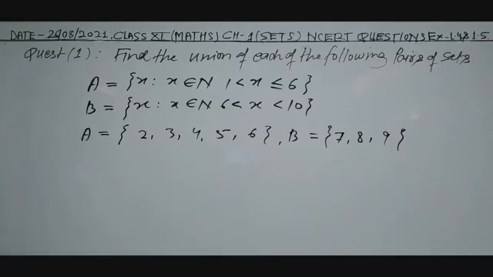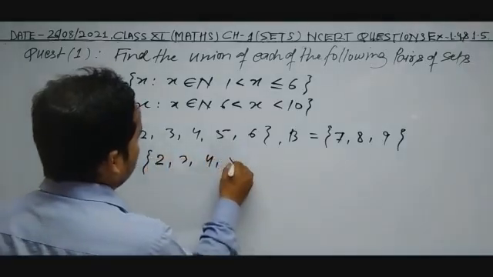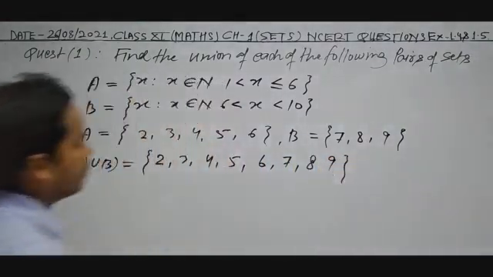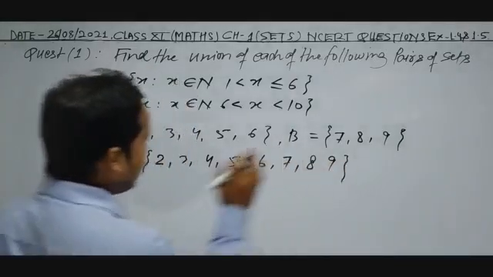So what can we say about it? Suppose you have to find A union B, because this is the question. The answer of A union B will be 2, 3, 4, 5, 6, 7, 8, 9. This is A union B: 2, 3, 4, 5, 6 and 7, 8, 9. Now suppose you have to find A intersection B.